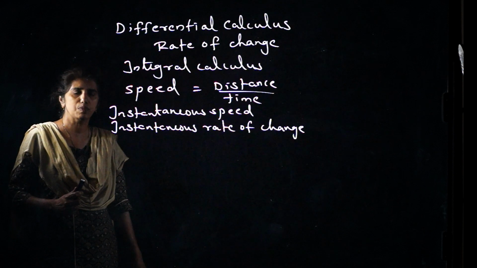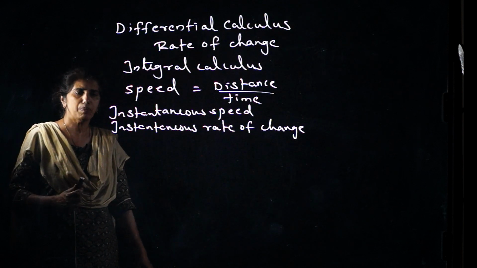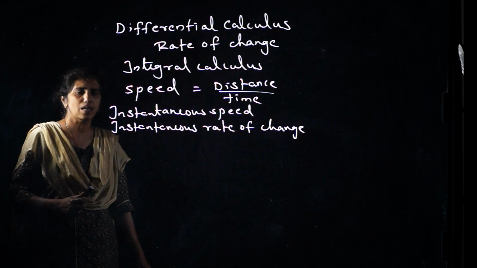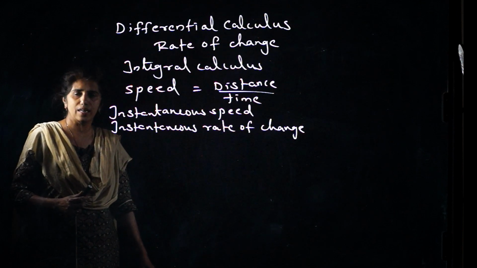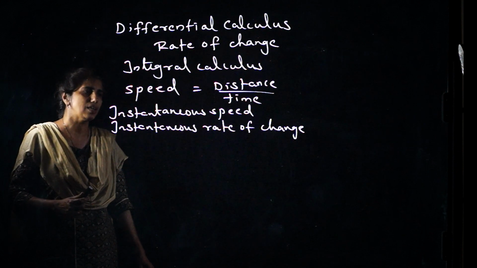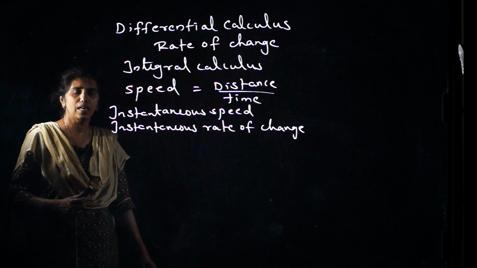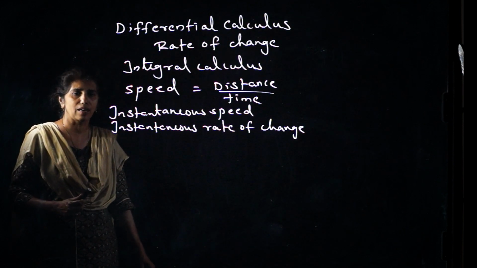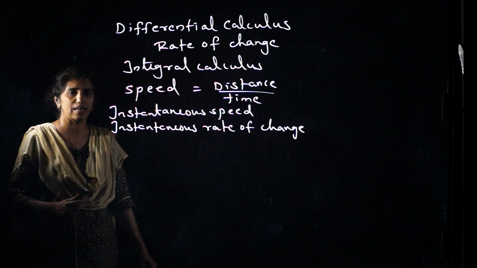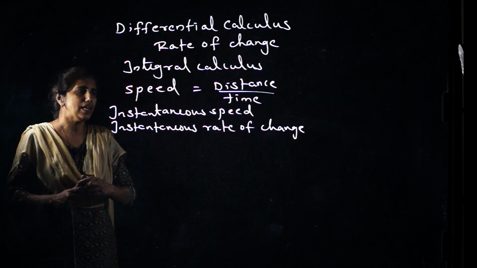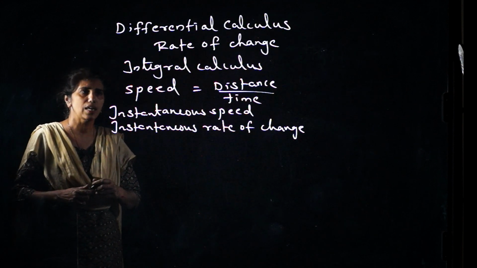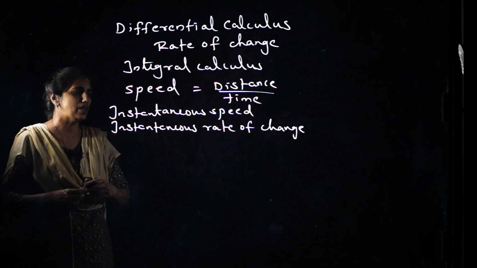So how do you calculate the speed at the time of the accident? Maybe you can calculate the speed at the last 10 minutes. The distance traveled in the last 10 minutes divided by time taken, that is 10 minutes. Maybe you can calculate the speed in the last 1 minute, that is distance traveled in the 1 minute divided by time taken. You want to calculate the speed at the last second or at the last fraction of a second. That is called instantaneous speed. So this instantaneous rate of change is what differentiation studies.